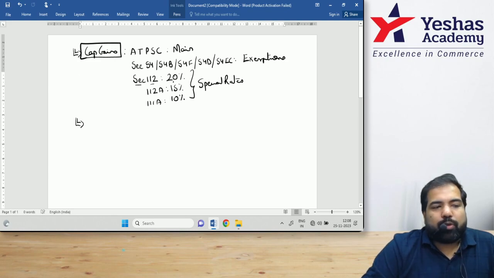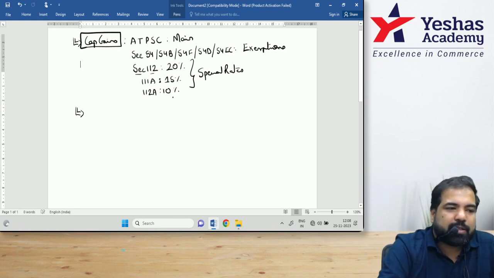No, section 112 is 20, 112A is 15 and 111A is 10. This is 12%. 111A is, yes, this is 15 and 112A is 10%.